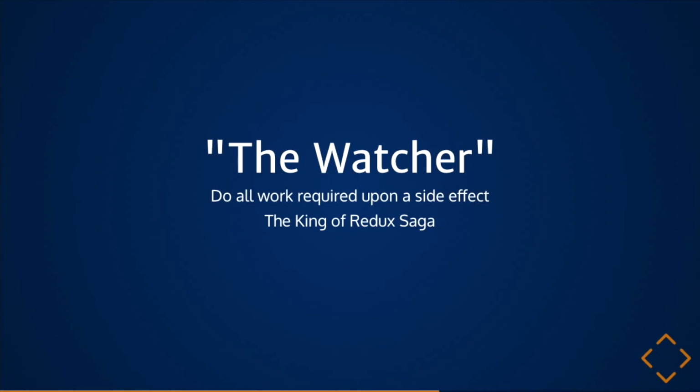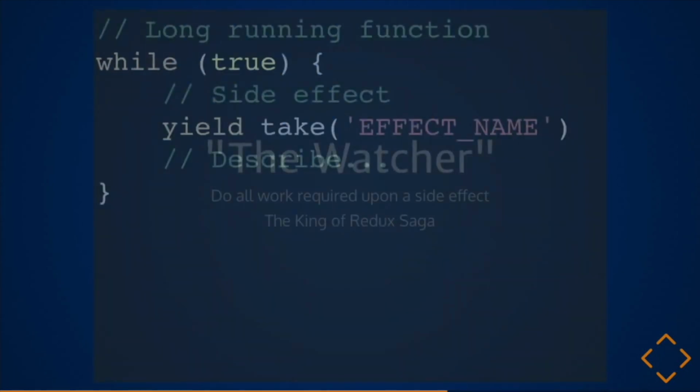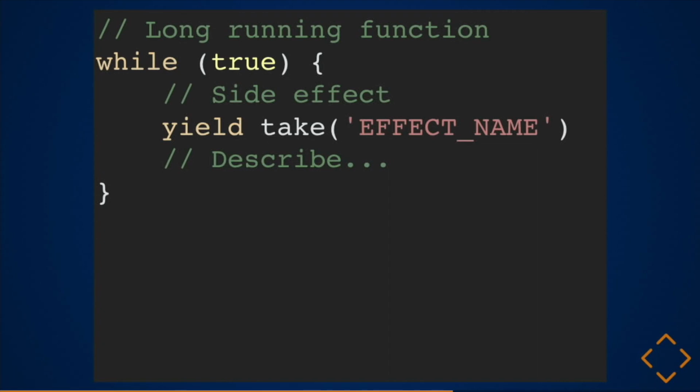Well, the first pattern is the watcher. And the watcher is a simple description of all of the work that is going to be done in your application when a side effect occurs. This is really like the core concept of Redux Saga. So what does it look like? Well, you have a long-running function which describes a side effect. And this is it, this is the core of Redux Saga.